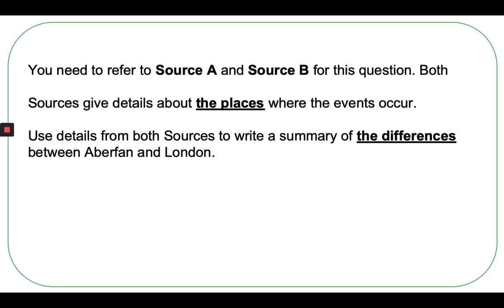Here's our question. You need to refer to source A and source B for this question. Both sources give details about the places where the events occur. Use details from both sources to write a summary of the differences between Aberfan and London. Now, it's really important that you look at the focus. We're being asked about the places, not the event. Quite often with this question, the focus I'll ask you to look at has only a few lines of text in the whole extract. So it's making sure you hone in and find those few lines so you can write your summary.